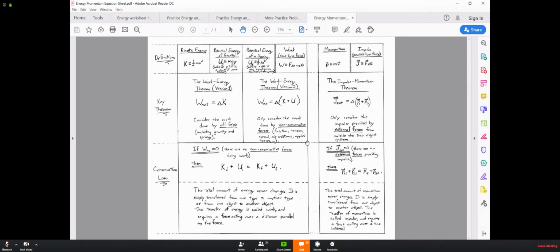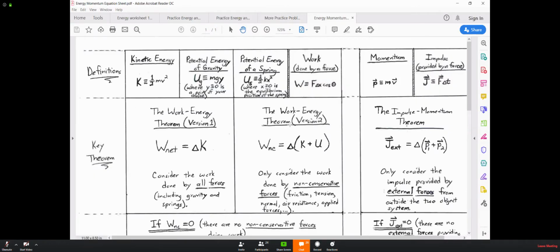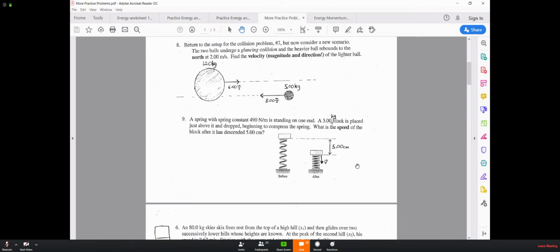Do I get to use conservation of mechanical energy? If there's no work by non-conservative forces, then I can use conservation of mechanical energy, which is kinetic plus potential plus potential. And which forces are acting in this problem? Gravity and the spring force. Both of those are conservative forces. There's no air resistance, there's no friction, so I get to use conservation of mechanical energy.